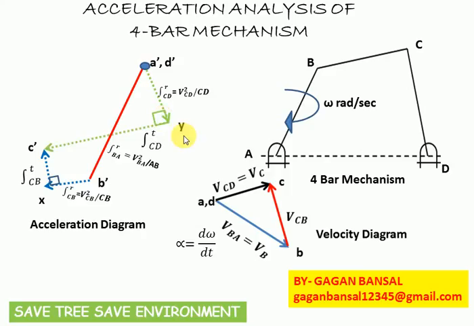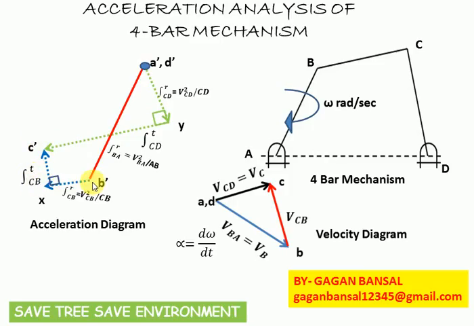So we'll draw a vector YC dash, which is the tangential acceleration of C with respect to D. The vector YC dash and XC dash, that is the tangential acceleration of C with respect to D and tangential acceleration of C with respect to B, will meet at a point C dash. Then this YC dash is the tangential acceleration of C with respect to D, and this XC dash is the tangential acceleration of C with respect to B.